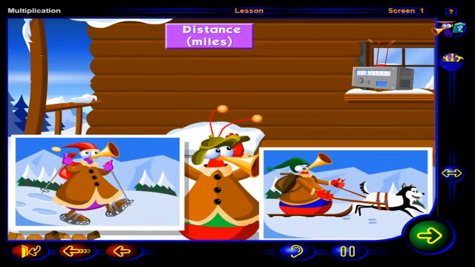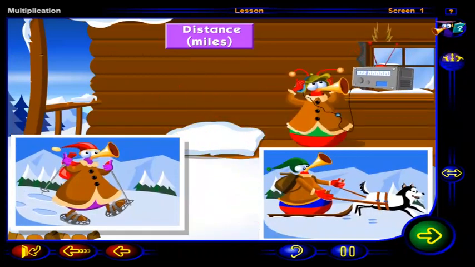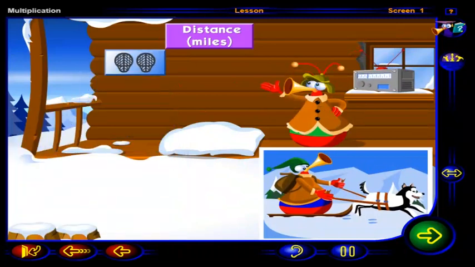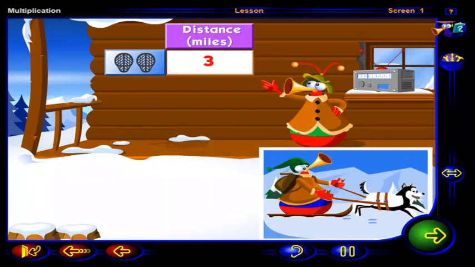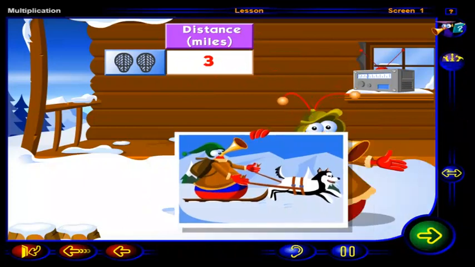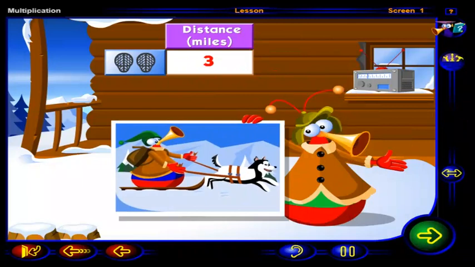Hey, it sounds like someone's calling in. Ah, the explorer wearing snowshoes has traveled a distance of 3 miles so far. So, what about the explorer traveling by dog sled? Click on this picture.